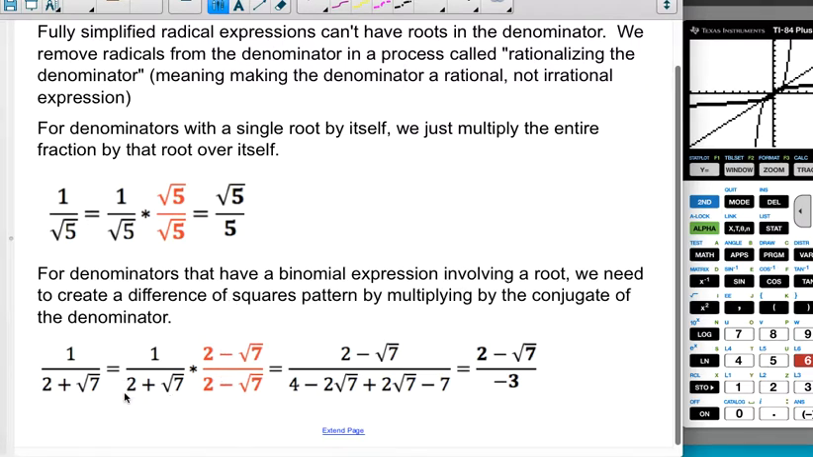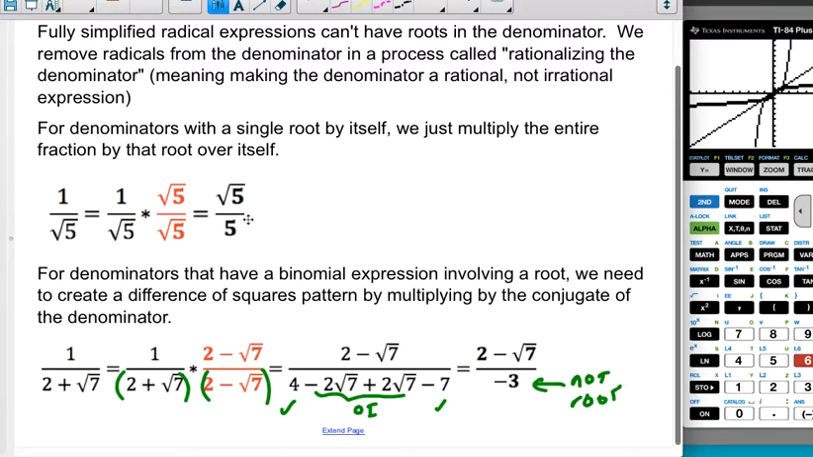So what you'll notice is when we do that, when you multiply 2 plus root 7 by 2 minus root 7, the outer and inner terms are going to cancel. So what's going to happen is you're going to get 2 times 2, which is a 4. And then the last term is just going to end up being a minus 7 because it's root 7 times root 7. So no roots, and you're going to get a 2 minus root 7 on top and a negative 3 on the bottom.